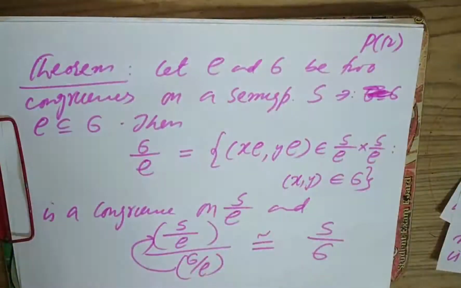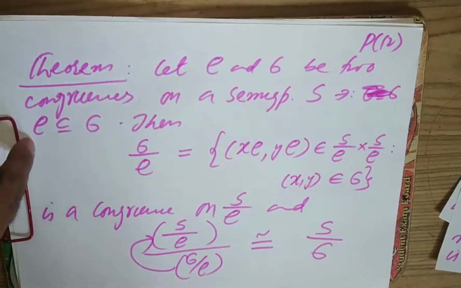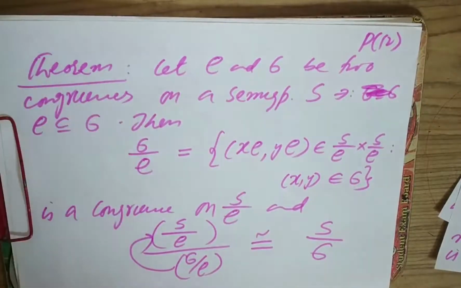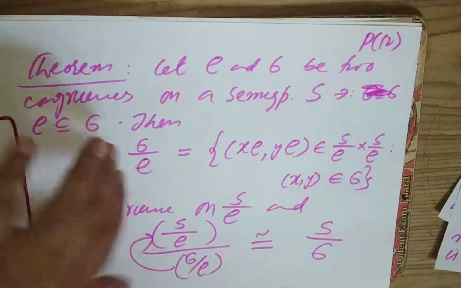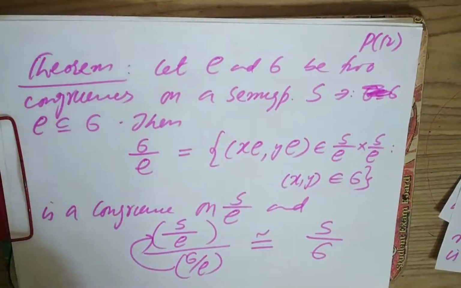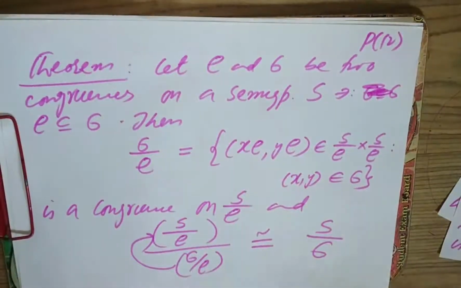So again, the same is here. Sigma and rho are congruences on a semigroup S, such that rho is a subset of sigma. Then this quotient is again a congruence, but it's a congruence on S over rho. So that means we have a quotient semigroup S over rho divided by sigma by rho, and that quotient semigroup is isomorphic to S over sigma.